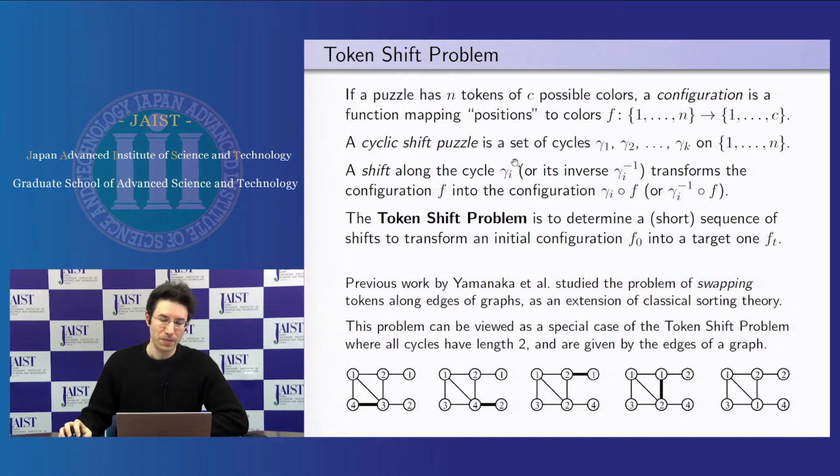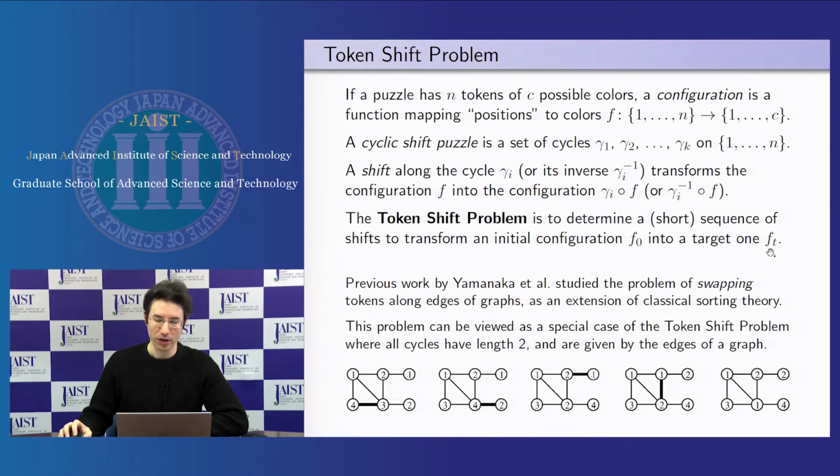Now, we can formalize the problem as a configuration, which is a function from a set of positions, 1 to n, to a set of colors. So each position has a token of some color. And then we have some cycles, which are part of the problem. These are cycles on 1 to n, so cycles on the positions. And of course, a shift is a composition of this configuration function and the cycle we want to use for the current move. And the token shift problem asks to determine a shortest sequence from an initial configuration f0 to a final configuration ft.